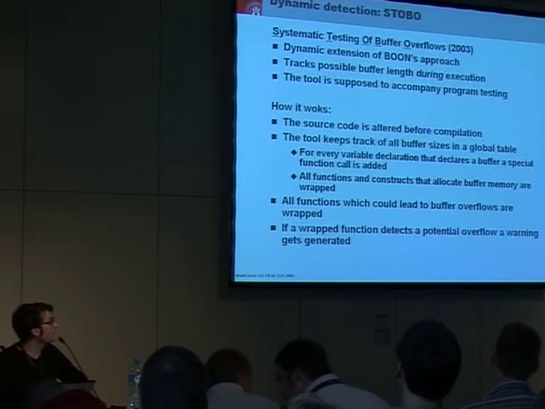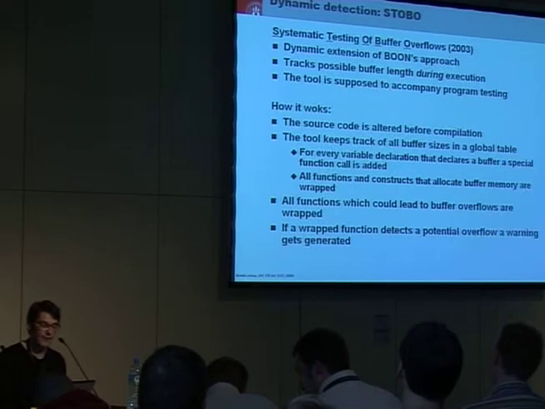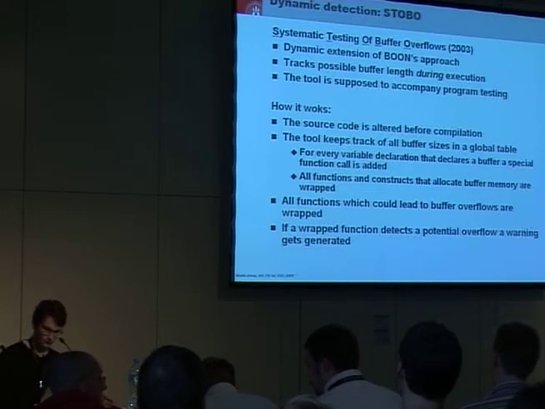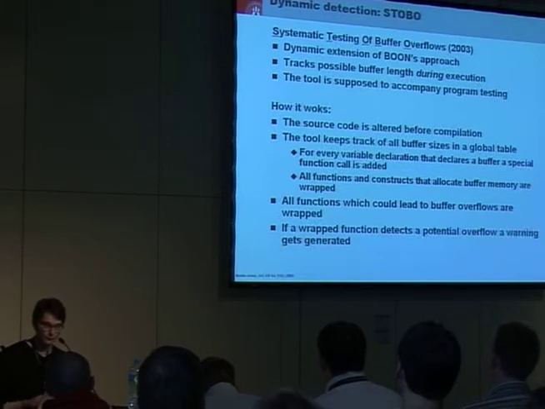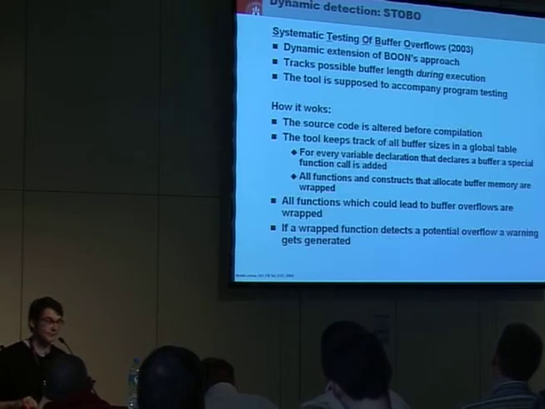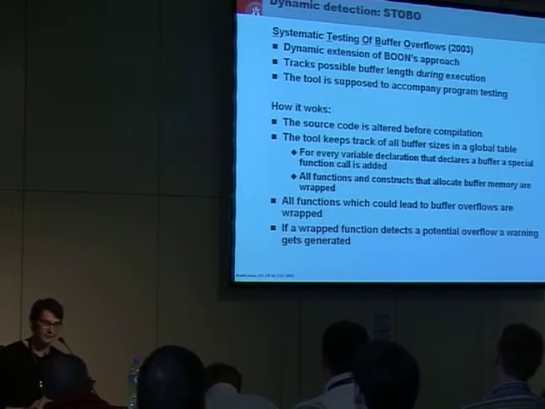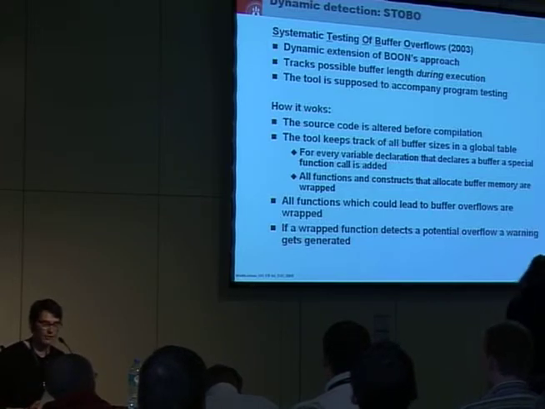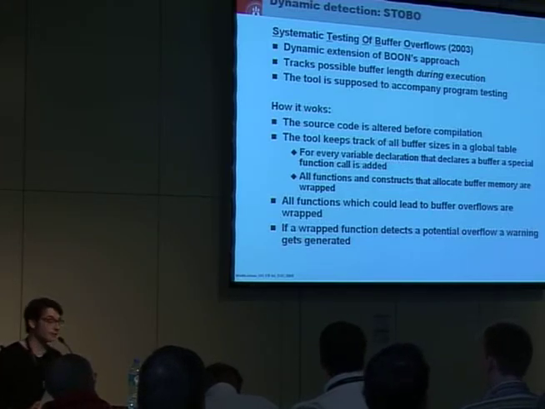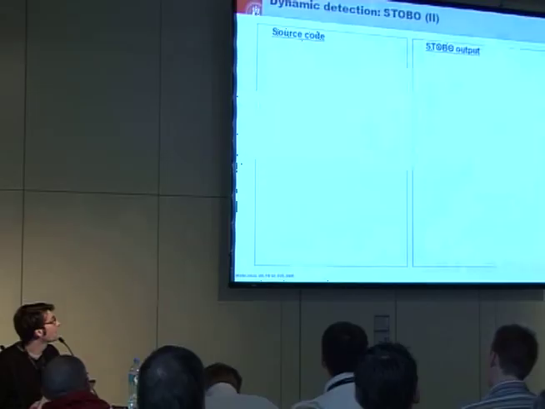The source code of our program gets altered before we compile it. So for every statement in our program that works on our buffers, we alter the source code. All functions that could lead to buffer overflows, like string copy, get wrapper functions that not only do the string copy but also do some checks. And if one of the wrapped functions detects a potential buffer overflow, we get a warning.